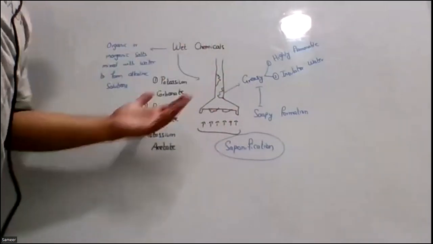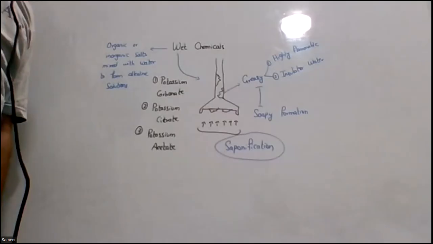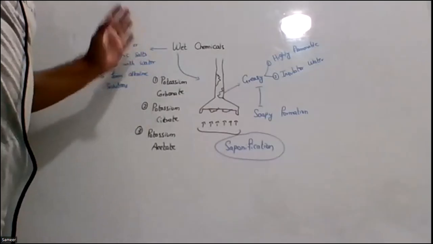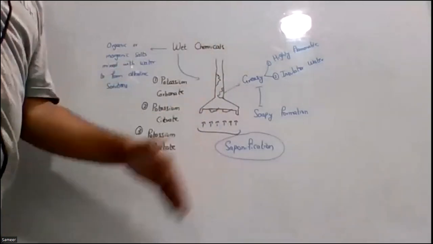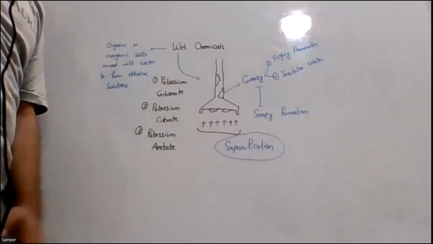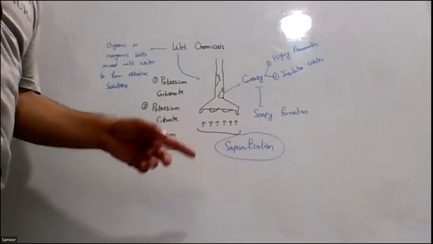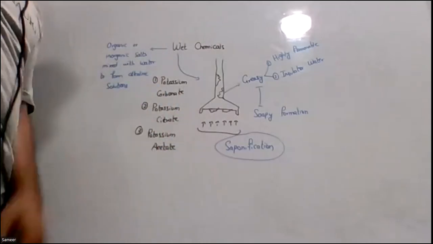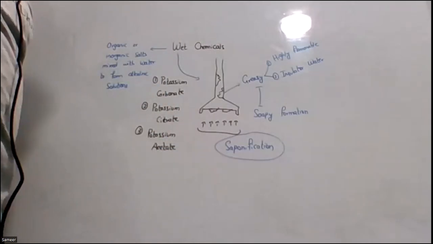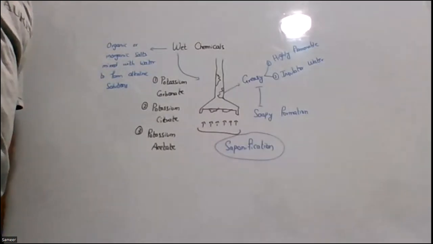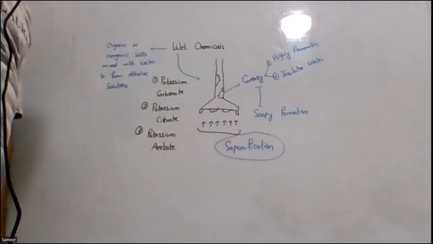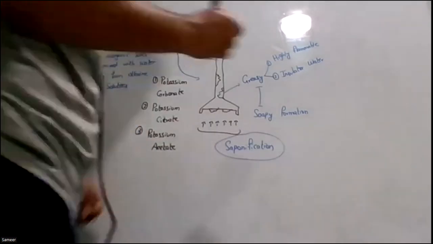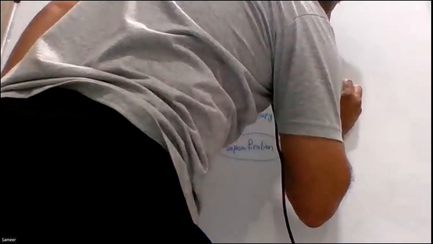So that can be related to what we are doing here in wet chemicals also. In wet chemicals, we do the same thing. We mix chemicals with water, convert that greasy to soapy formation, and this process is known as saponification. And we do the saponification process in the kitchens also. So that is one way of understanding wet chemicals. Now let's see what the limitations of wet chemicals are.